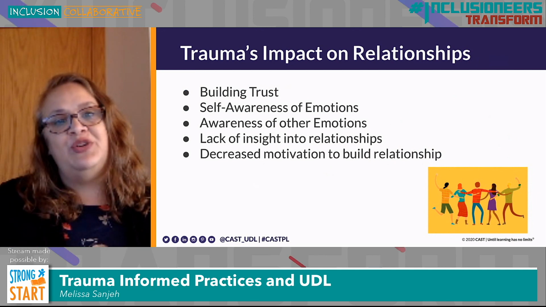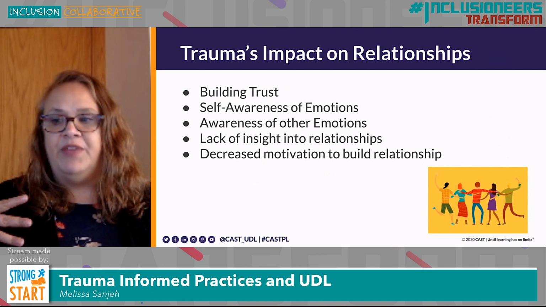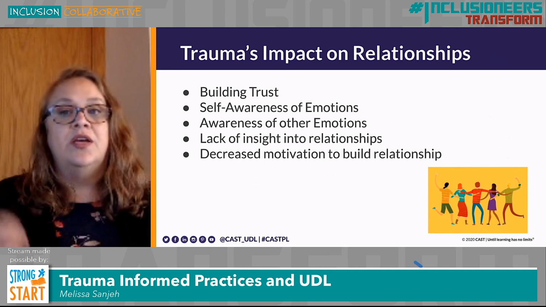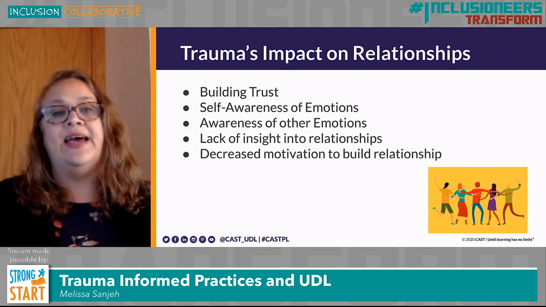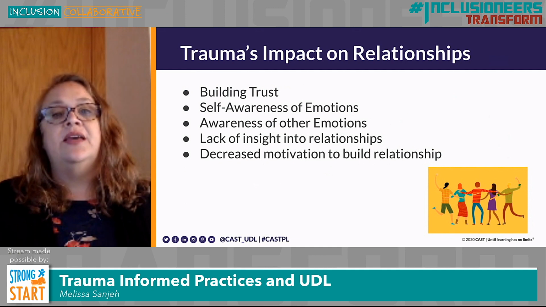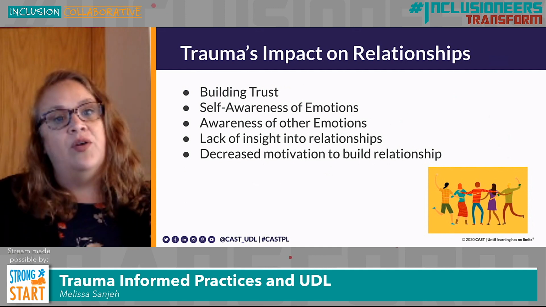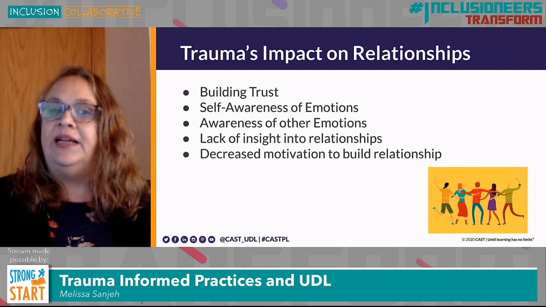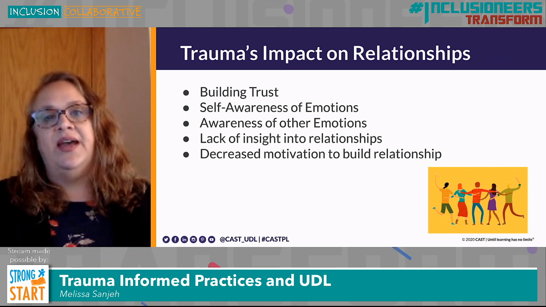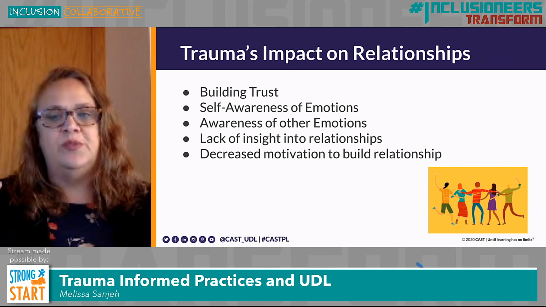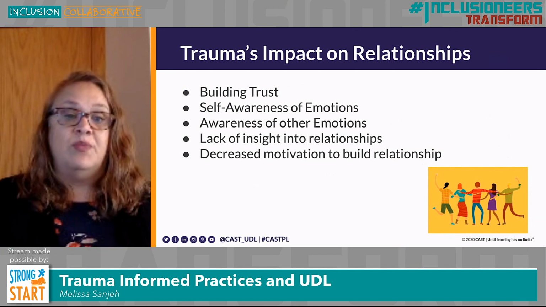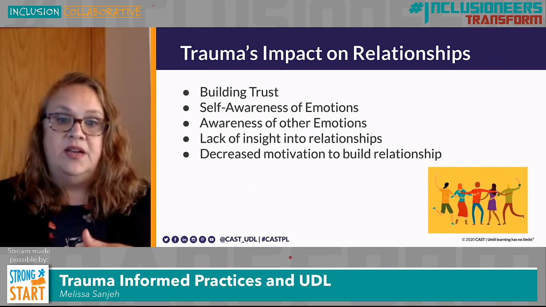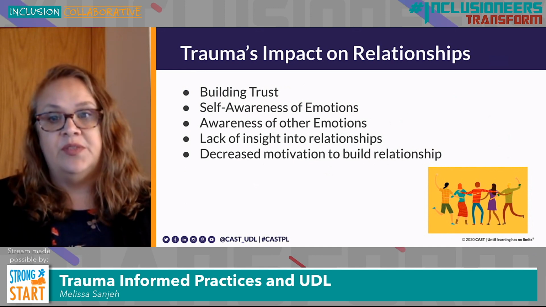And some of that has to do with how, if I'm reacting in a heightened way or I have unexpected emotional shifts, it's going to be harder to become friends with somebody like that if I don't understand what's going on. In addition, it's harder to become friends if I don't have a self-awareness of my emotions or an awareness of other people's emotions. And a lack of insight into relationships is part of that, and a decreased motivation to build relationships, because in some of these cases, these young people have built relationships with individuals that hurt them. And so that decreases their motivation to build these relationships.